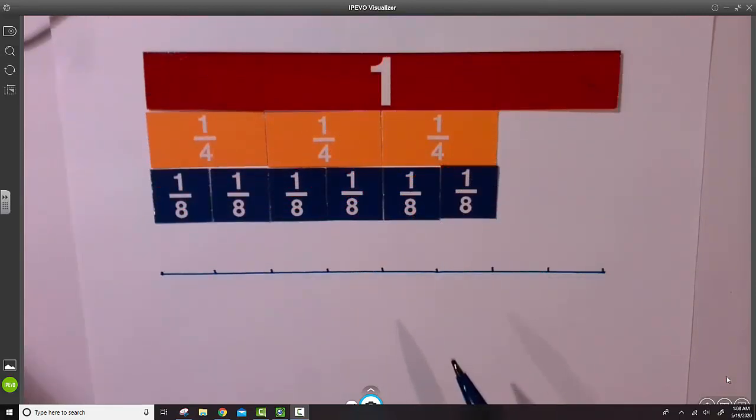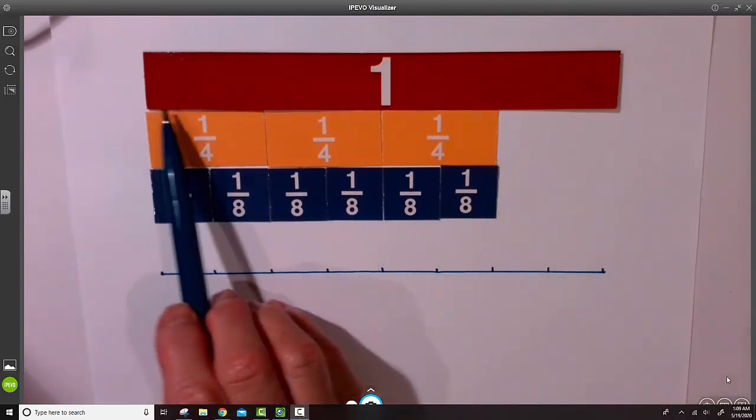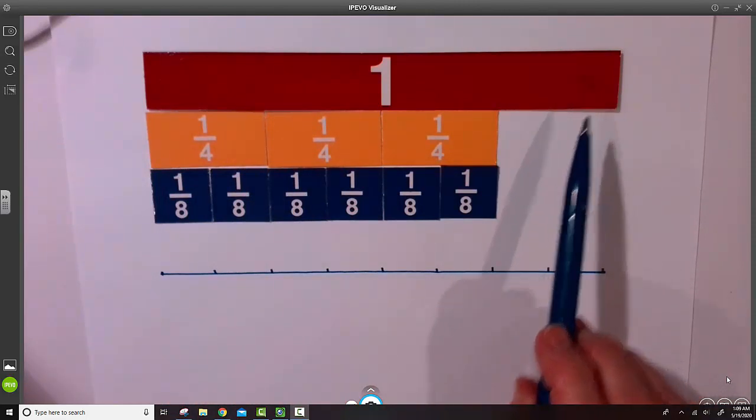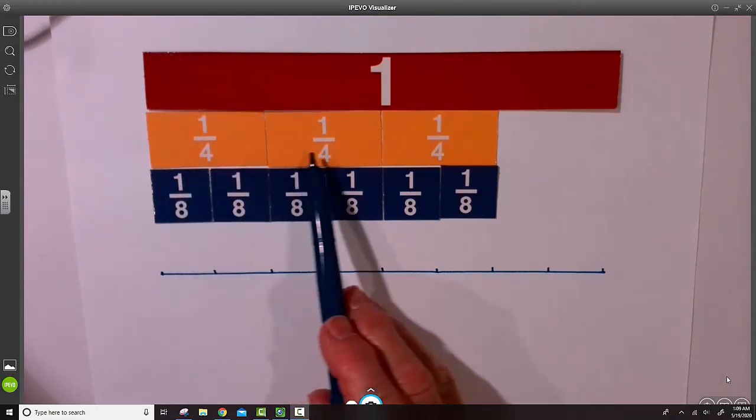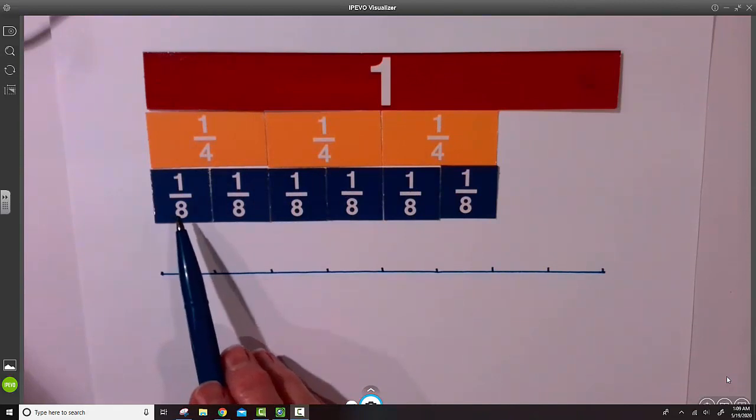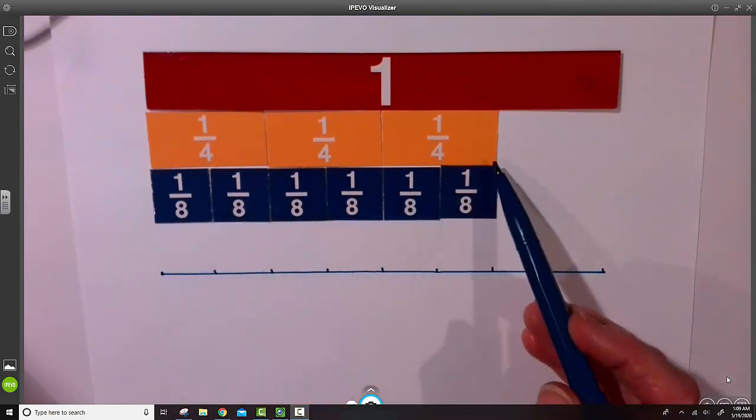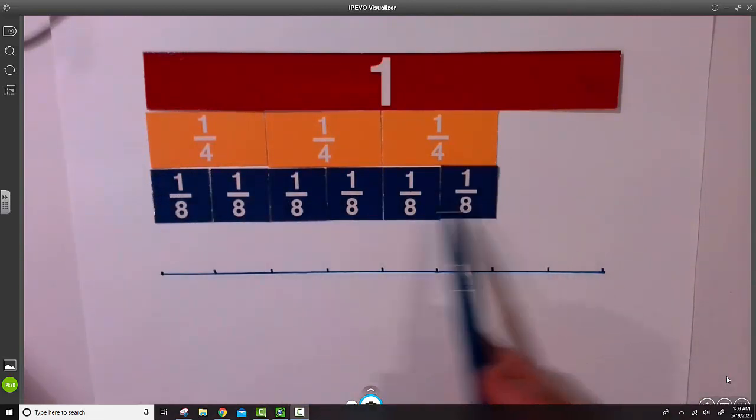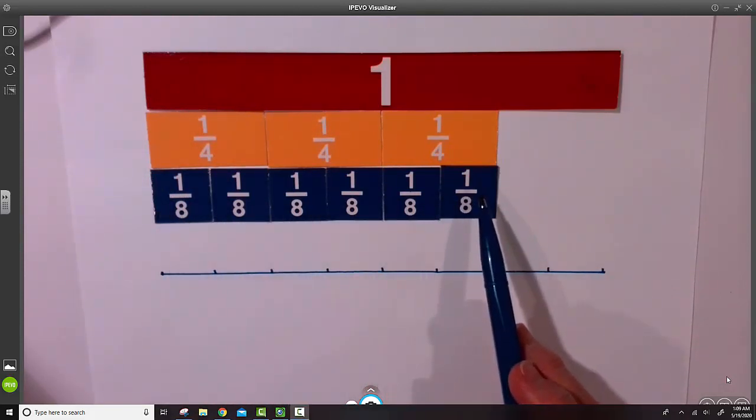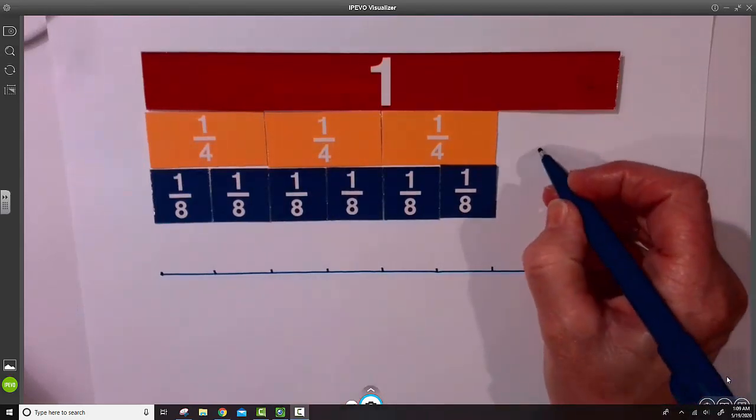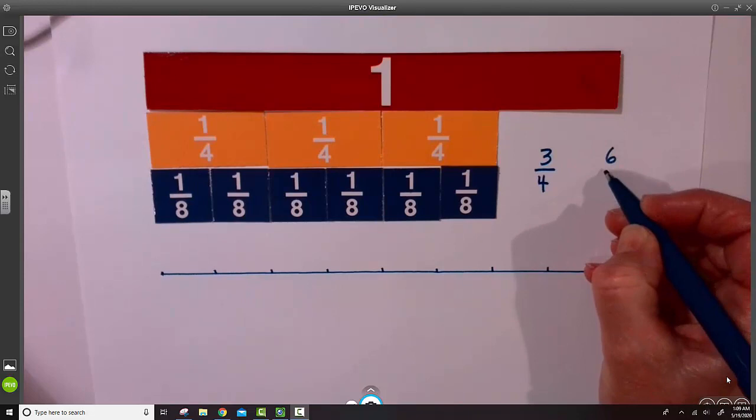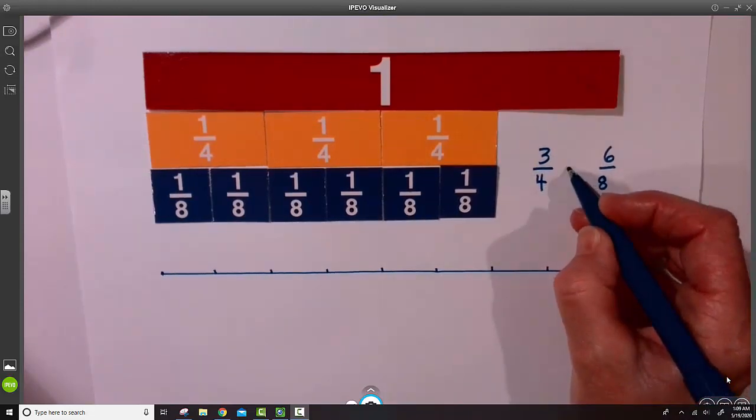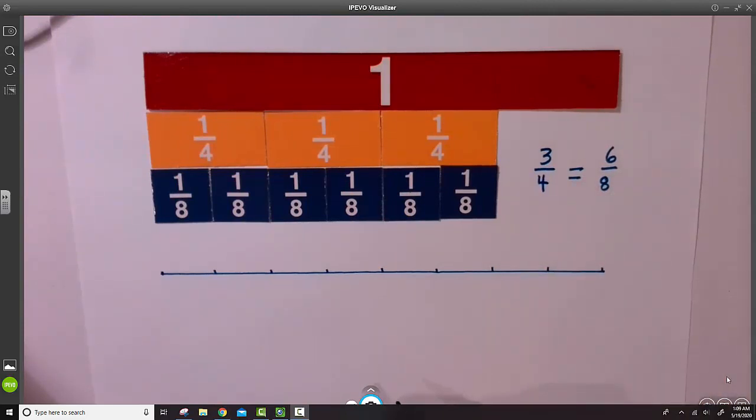Our final example for today is comparing fourths and eighths. Again, we have the 1/2 so that we can evaluate that a fraction is less than 1/2. Let's begin. We first see that we have 3/4, and we're comparing that to 6/8. They represent and are exactly the same length. So we say they are equivalent. They are the same. So 3/4 is equivalent to 6/8. 3/4 equals 6/8.